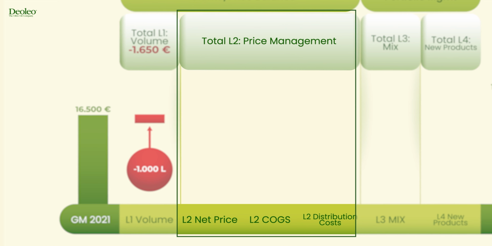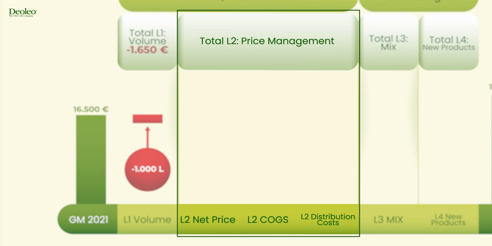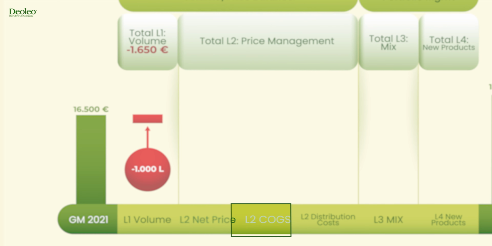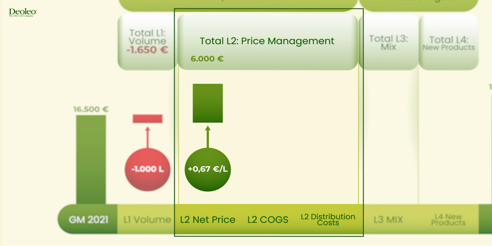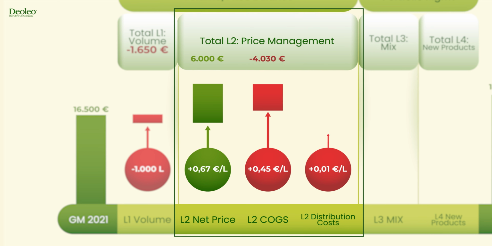On the other hand, the price management lever considers 3 factors: net price, costs of goods, and distribution costs. The increase of €0.67 per liter in the average net price contributes €6,000 to the gross margin 2022. However, the increase of €0.45 per liter in COGS and of €0.01 per liter in distribution costs has a negative impact of €4,150 in the total gross margin.